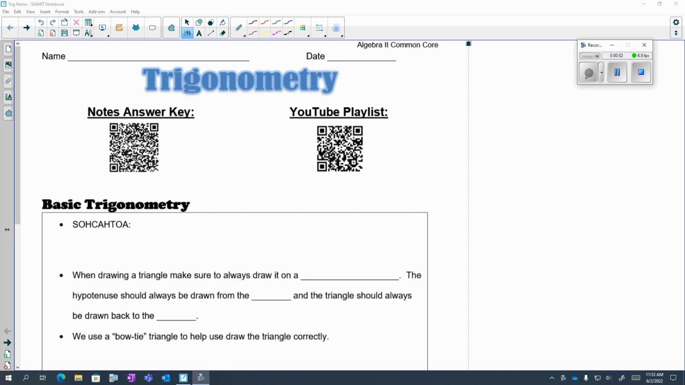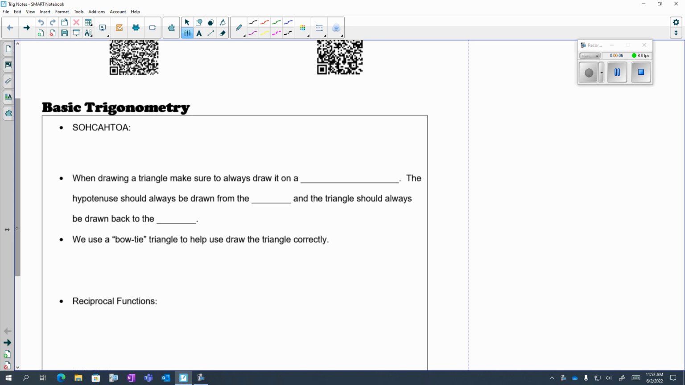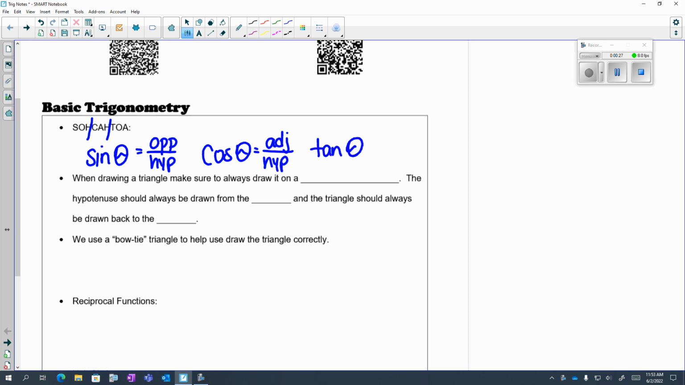This video is going to review with you the notes that you need for trigonometry for the Algebra 2 Regents. So we're going to start nice and easy with SOHCAHTOA. Remember that SOHCAHTOA is an acronym to help you remember your trig functions. Sine theta is equal to opposite over hypotenuse. Cosine theta is equal to adjacent over hypotenuse. And tangent theta is equal to opposite over adjacent.